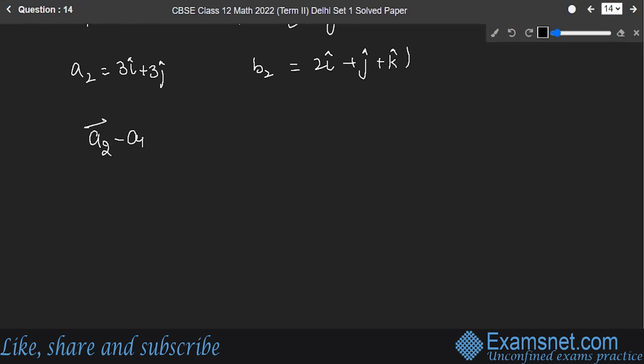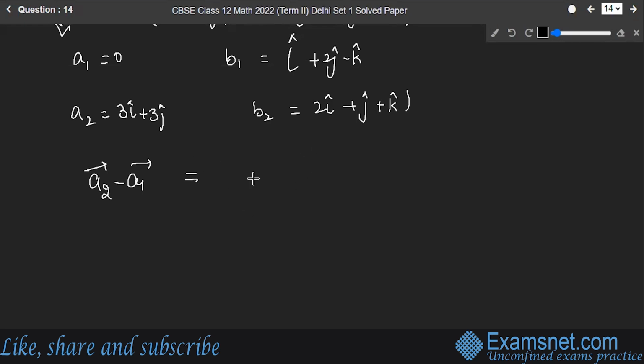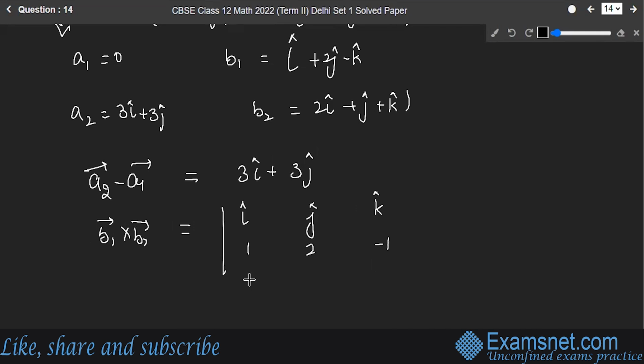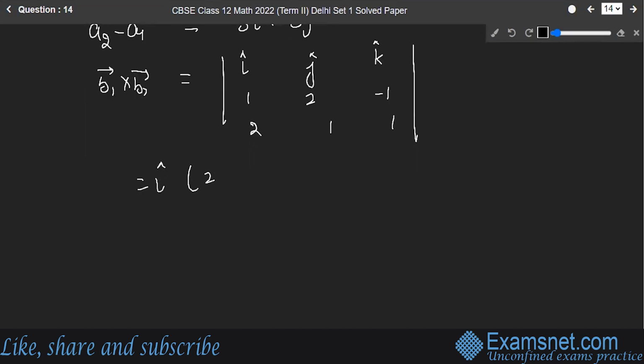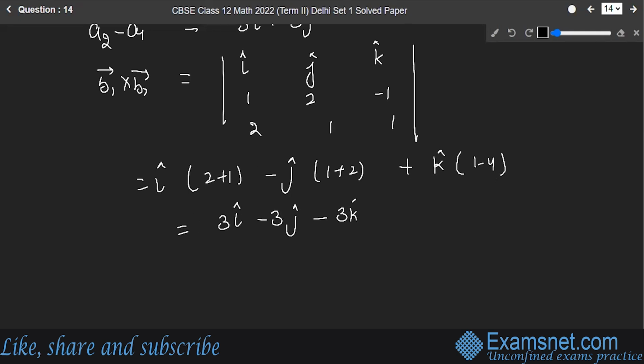So, A2 minus A1. This is simply equal to 3i plus 3j. And B1 cross B2, I'm using the matrix method, 1, 2, minus 1, 2, 1, 1. So let's solve: i into 2 plus 1, minus j into 1 plus 2, plus k into 1 minus 4. So this is equal to 3i minus 3j minus 3k.